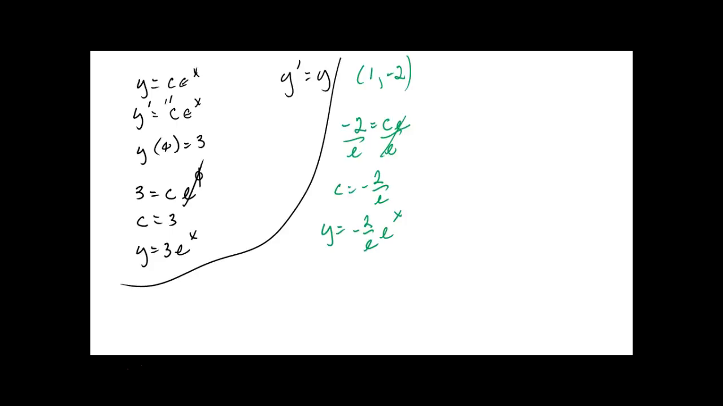Now, that is a rather strange looking way to express it, because this is e to the 1, right? That is a number. So you could say y is equal to negative 2 e to the x minus 1. Because this is the same as e to the x over e to the first. That would be e to the x minus 1. So that's really the neater way to express that problem.